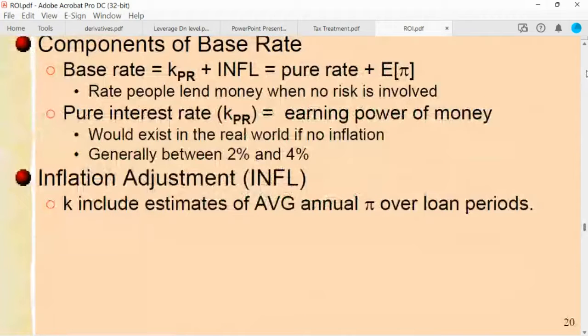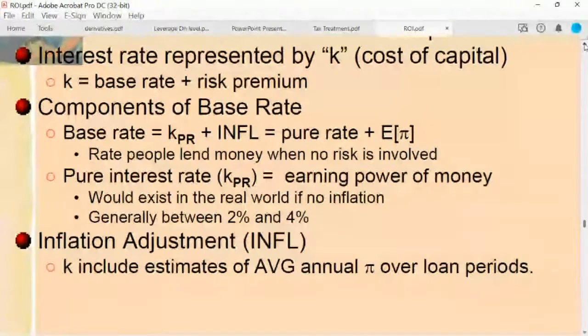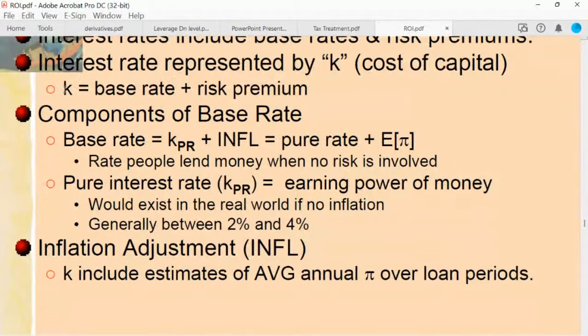So let me introduce a new concept, a new symbol, K. And what is K? K stands for cost of capital. The cost of capital means, think about it, the cost of borrowing money, or rather, to be more generic, the cost of raising capital.